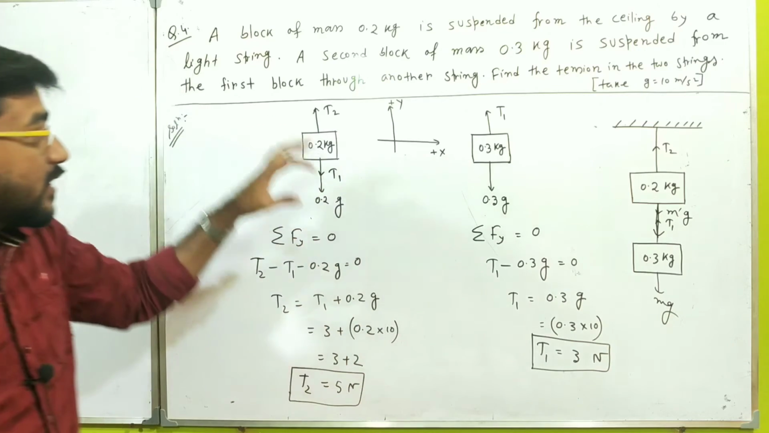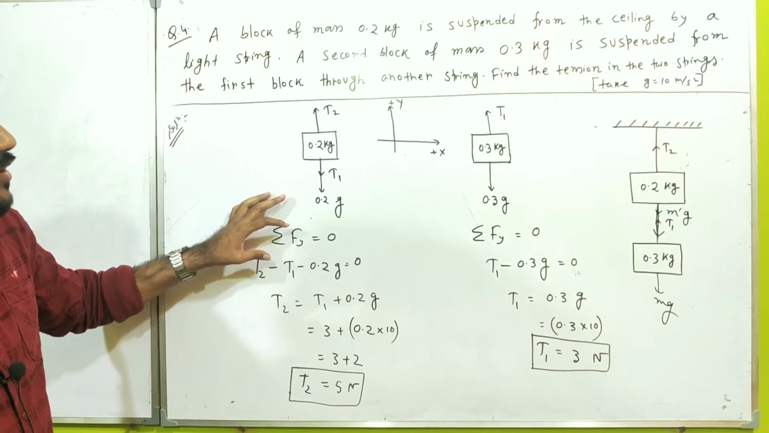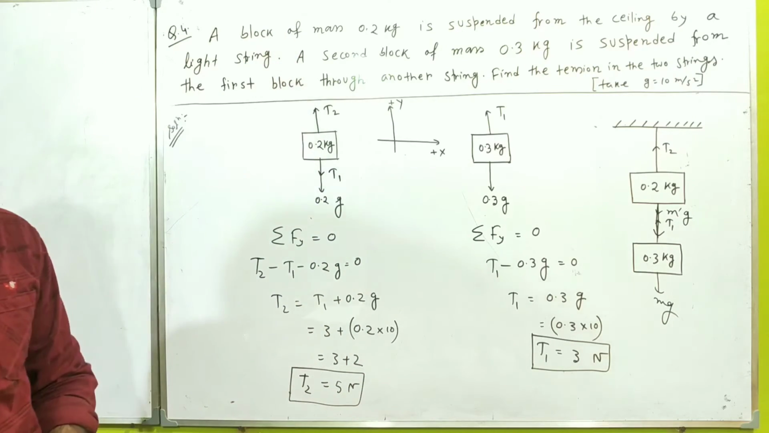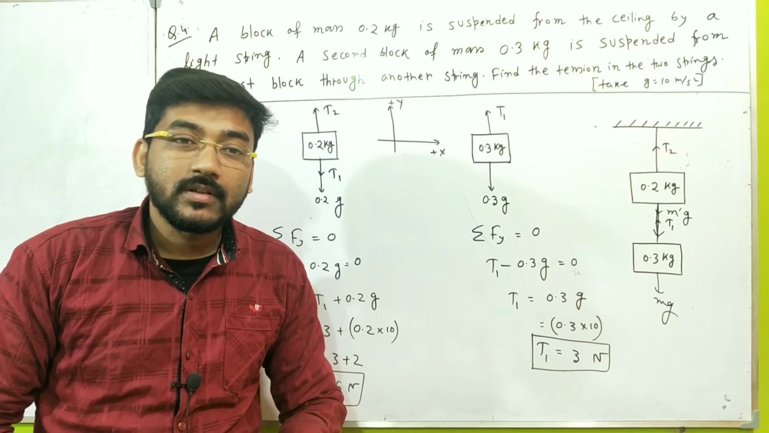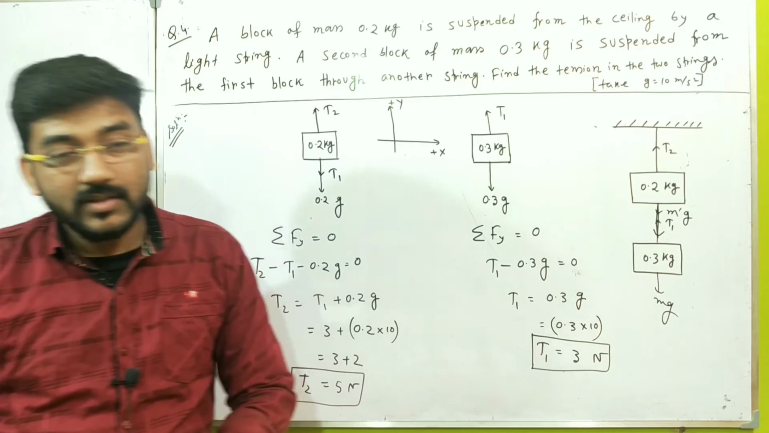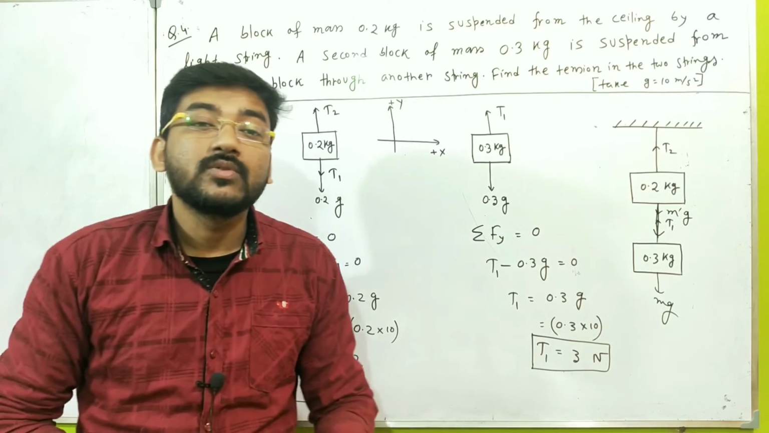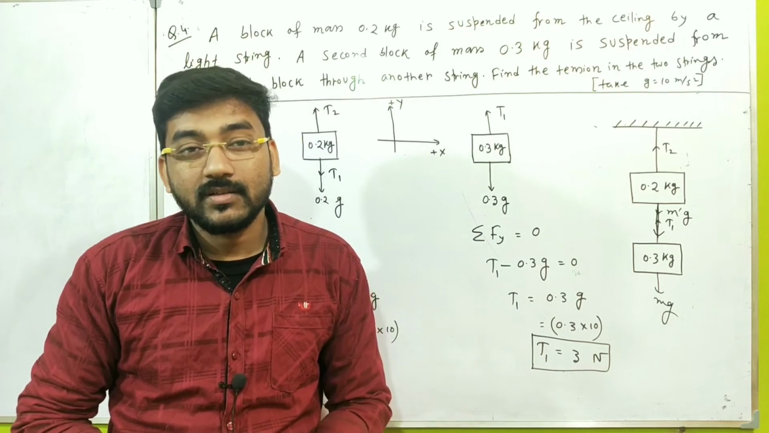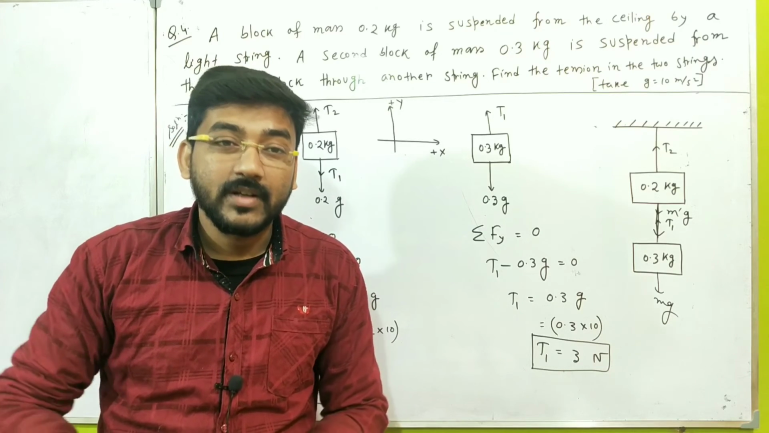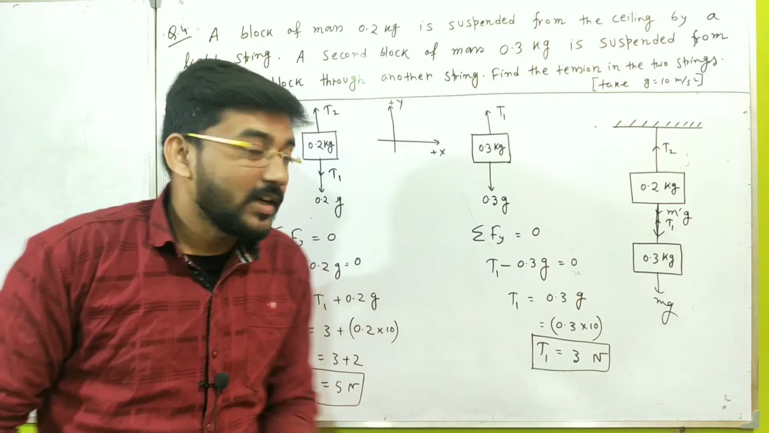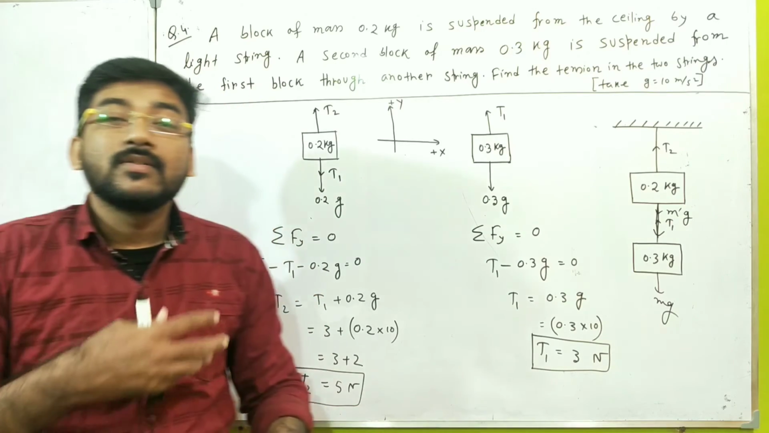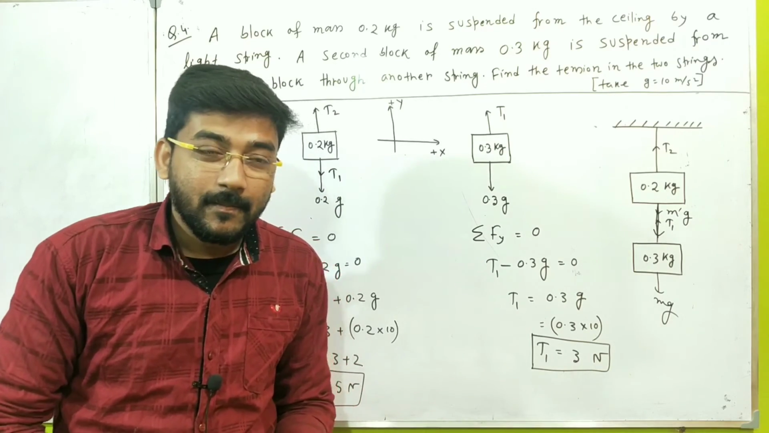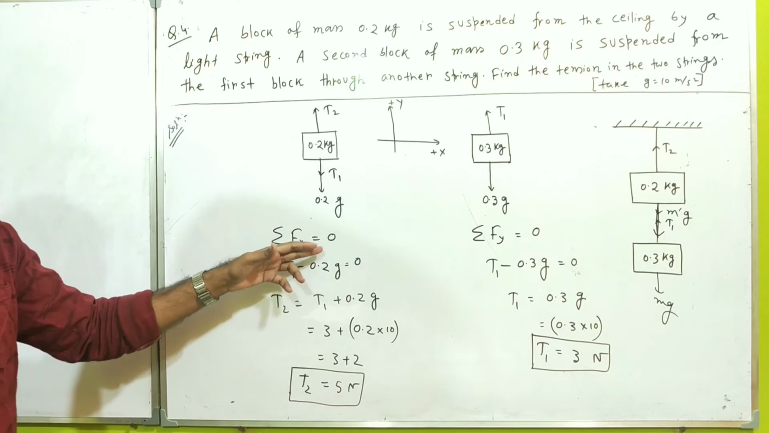Okay, so now again you have to apply summation Fy is equal to 0, because again the forces are along the y direction. If the forces are not along the y direction or x direction, then we have to resolve them into components along y and x direction. We will see that later on in more complicated problems. But now here we are very fortunate that the forces are along the y direction. So let me use summation Fy is equal to 0 here again.